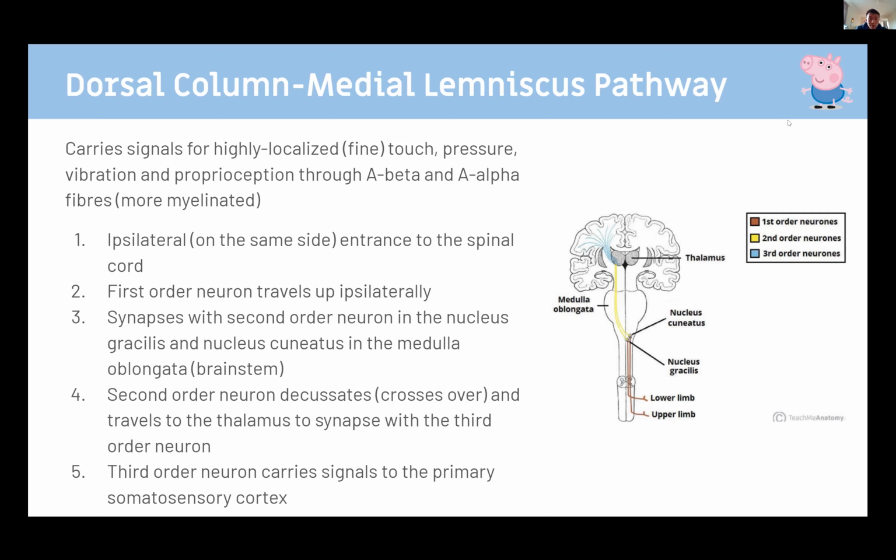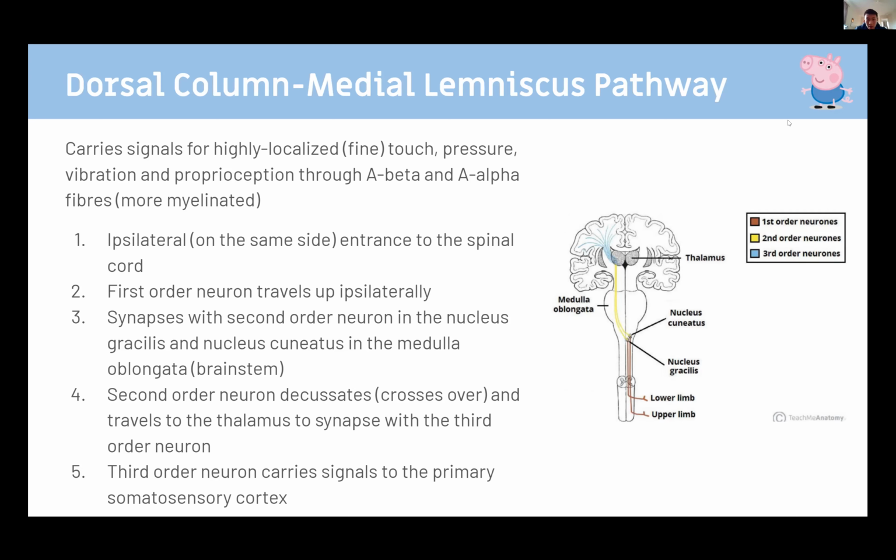And then it synapses with a second order neuron in the nucleus gracilis and the nucleus cuneatus in the medulla oblongata. Once again, a bunch of names, you don't really need to know what they are. If you can commit them to memory, that'd be something a bit more extra. But basically what happens is it synapses with a second order neuron.